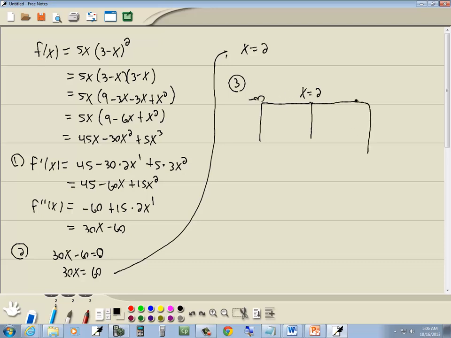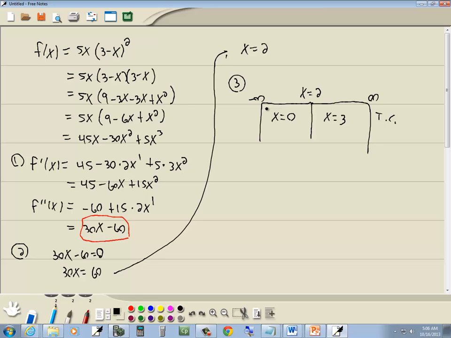Go over here is negative infinity. Go over here is positive infinity. We want to choose test cases. Something between negative infinity and 2, like 0. Something greater than 2, like 3. Now we want to plug those into our second derivative, which is right here, 30x minus 60.